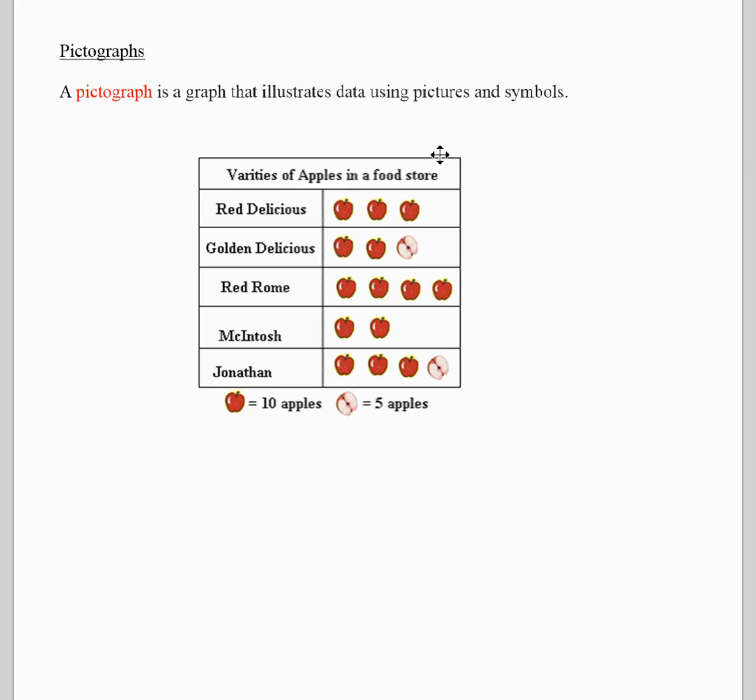Notice though that we have a title, varieties of apples in a food store. We have our labels, and then we have our pictures that represent our graph. Notice also it is nice and neat and organized. It's not just random pictures here and there. So let's go through an example of how to make a pictograph.